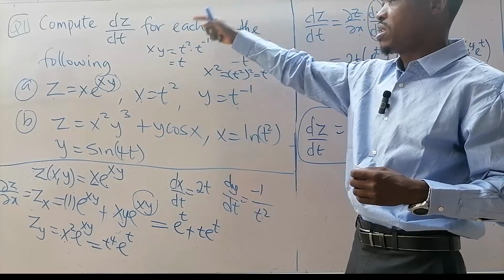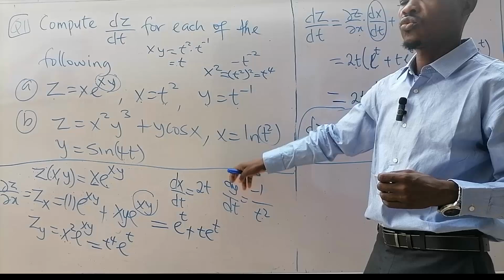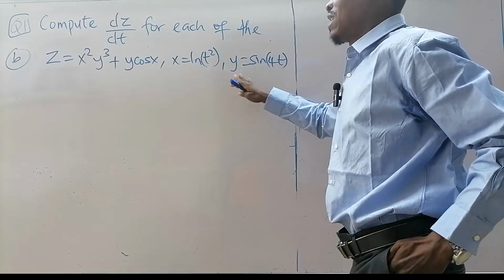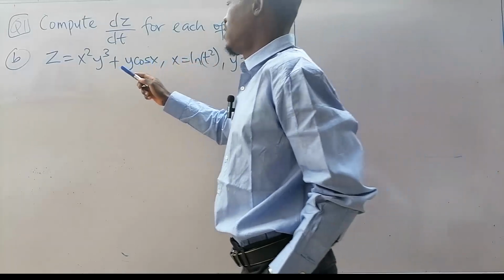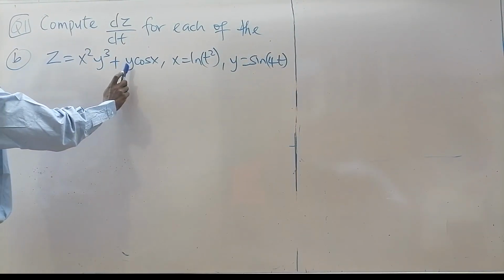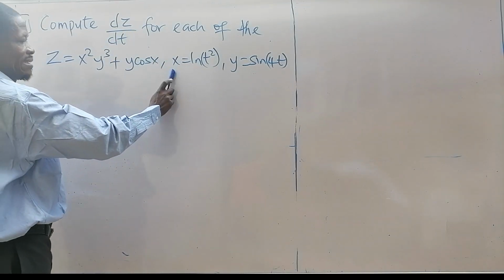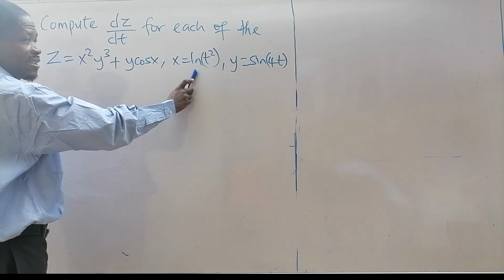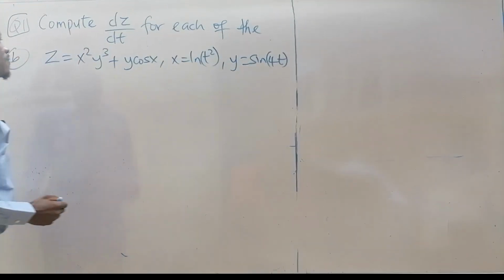Let's go to question 2, the B part of this question. The B part of this question, we have z is equal to x squared y cubed plus y cos x, and x is equal to natural logarithm of t squared, y is equal to sine 4t.